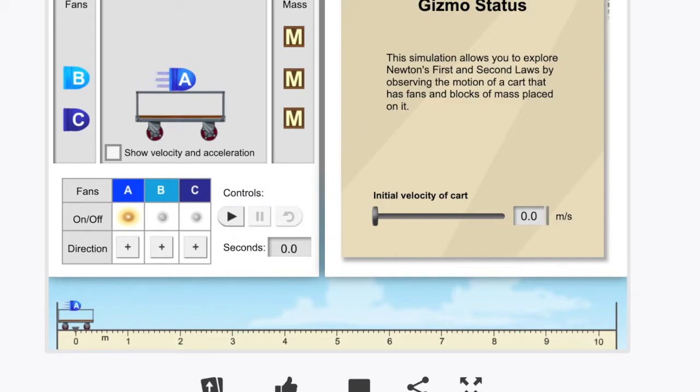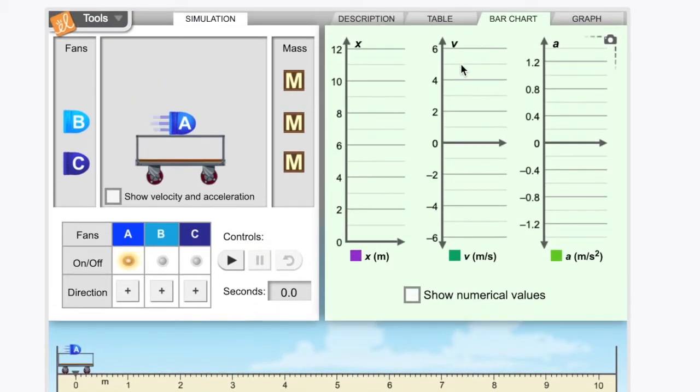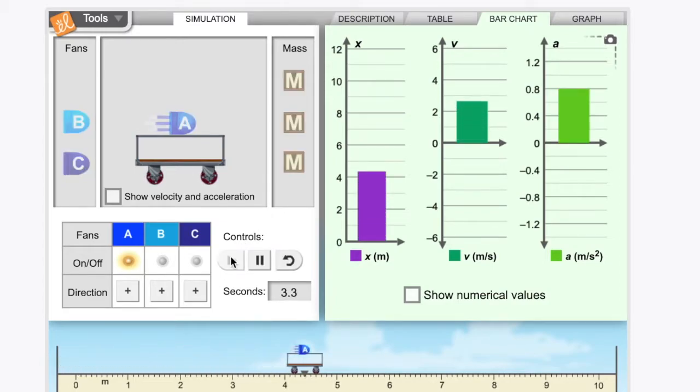Click the chart tab and then hit play. And you can see that there are a couple of graphs here, right? So the position bar chart is increasing, and then the velocity is increasing. Notice that the acceleration is staying the same, right? So the velocity changes, but the acceleration seems to stay the same. All right, so now we're ready to move on to activity A.